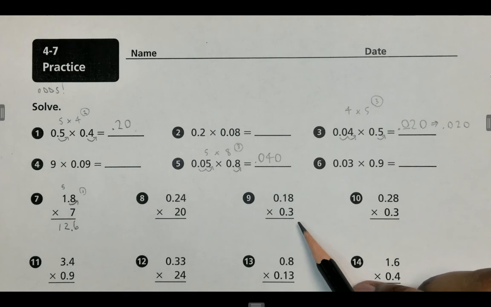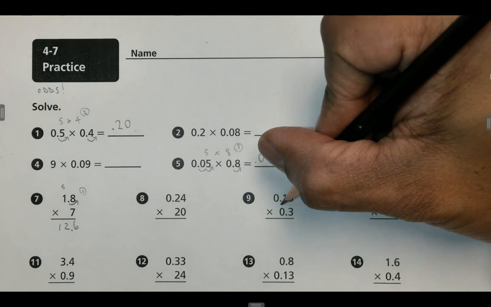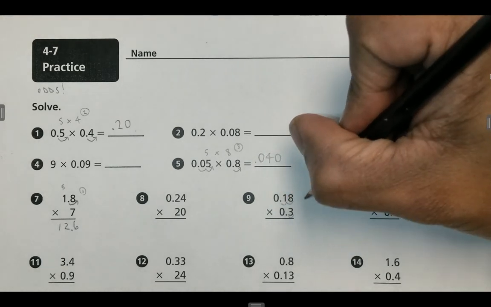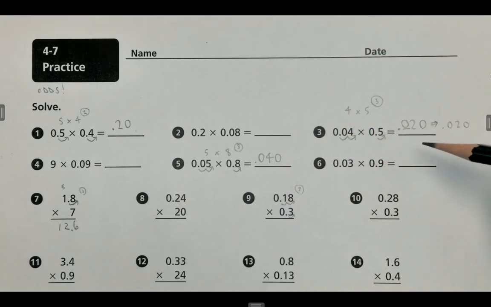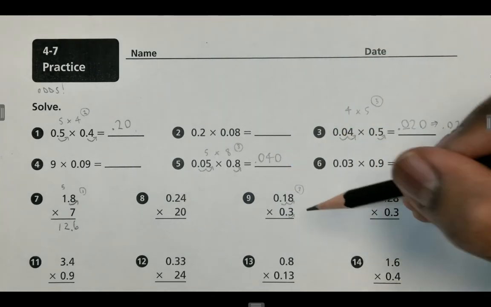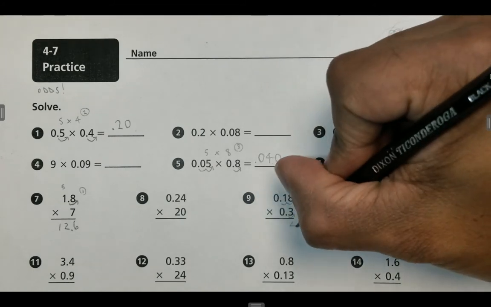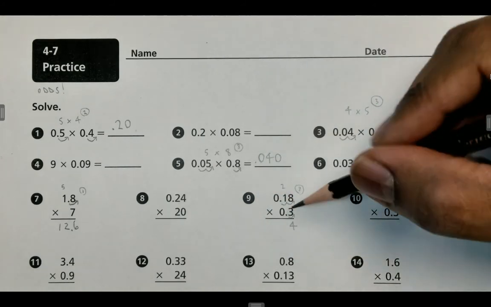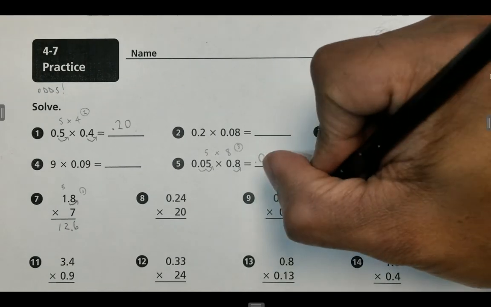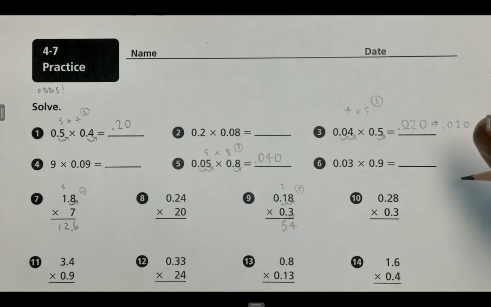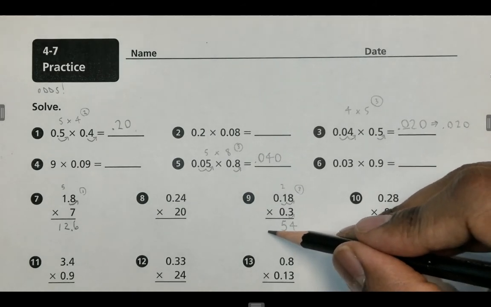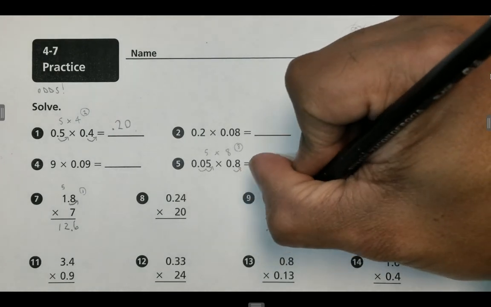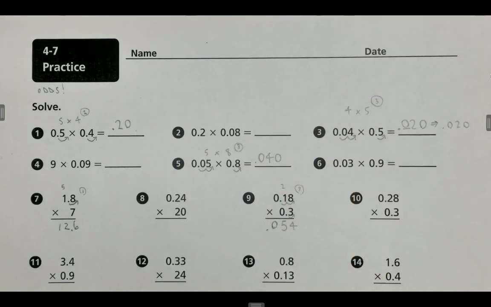Number 9, 18 hundredths times 3/10. Let's count our pushes. Whoop, whoop, whoop. 3 pushes all together. Solve this as if it was 18 multiplied by 3. 3 times 8 is 24. 4 comes down, 2 gets carried. 3 times 1 is 3, plus the 2 is 5. And now come in 3 place values. Pew, pew, pew. And insert the 0 in that blank spot. 54 thousandths.